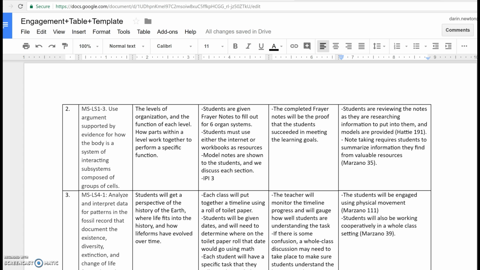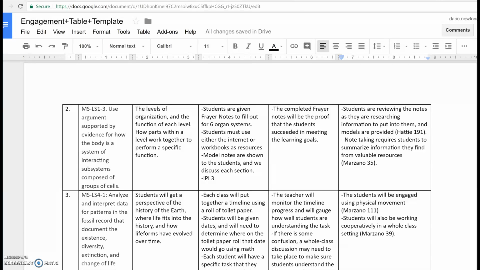For this activity, the students are going to be doing notes, but they're Frayer notes. So it's kind of this blank template that they fill in for each of the organ systems that they're going to be working on. The students are going to use either the internet or their workbooks as resources to help them fill in. And model notes will be shown to the students, and we will discuss each one of the sections so they'll know what type of information to put in each little chunk.